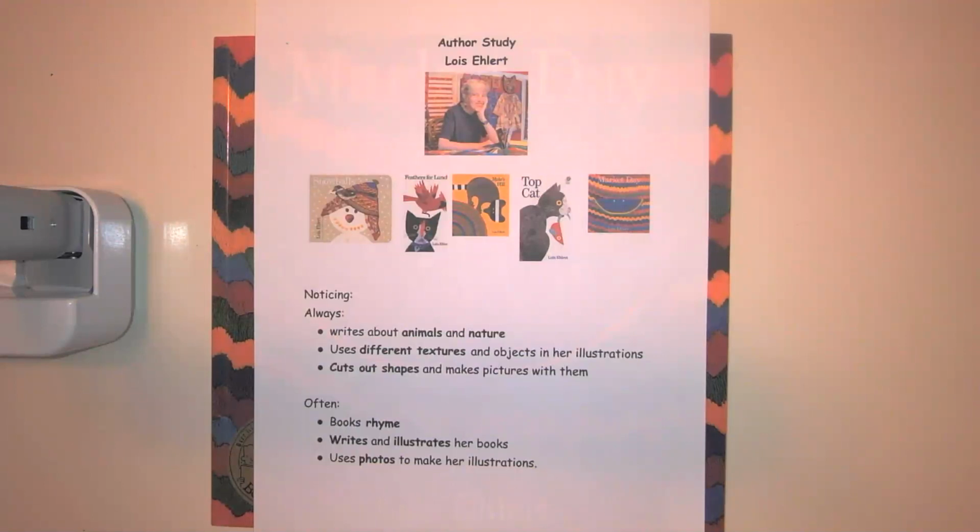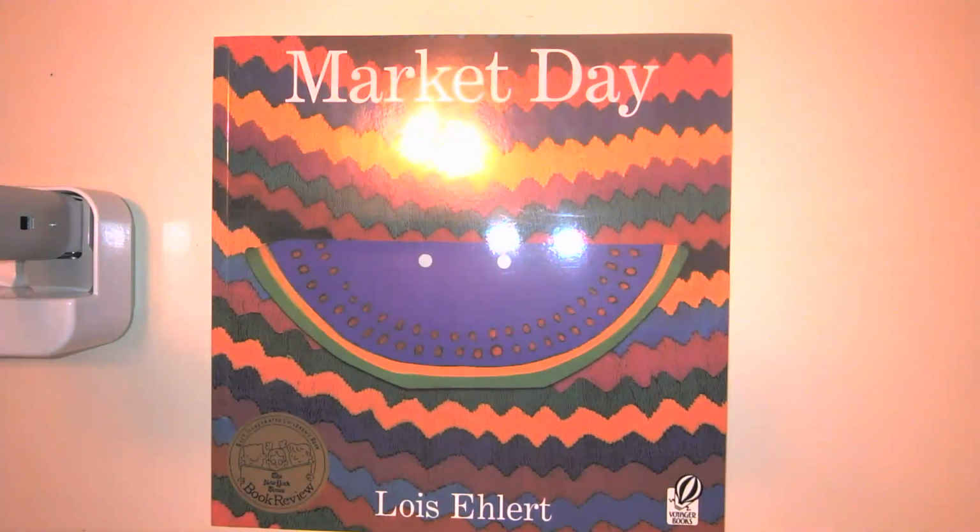And of course, many of her books also rhyme to make it really fun to read her stories. So again, as an author, she does write about animals and nature, and she uses rhyming words. And as an illustrator, she uses lots of different textures, different shapes, photographs even to make her illustrations. And she uses collages, which is a mixture of different things to make pictures. So we're going to be thinking about those things as we read our story, Market Day. Let's go ahead and get started.